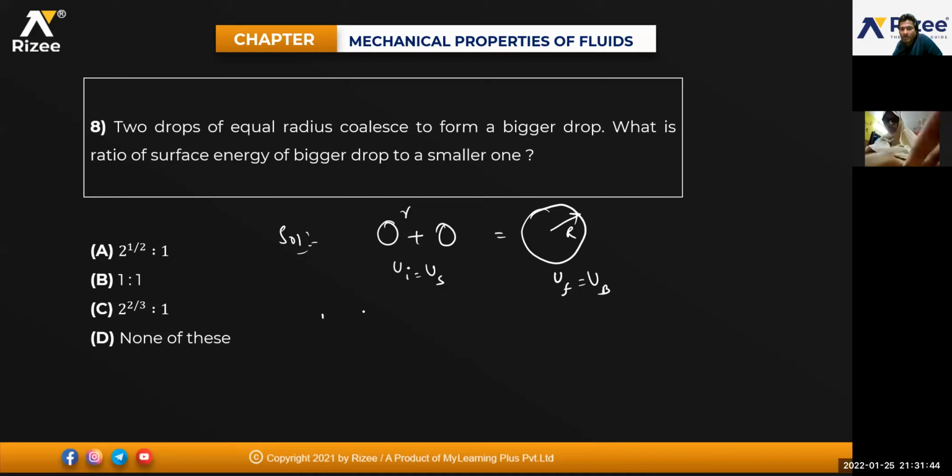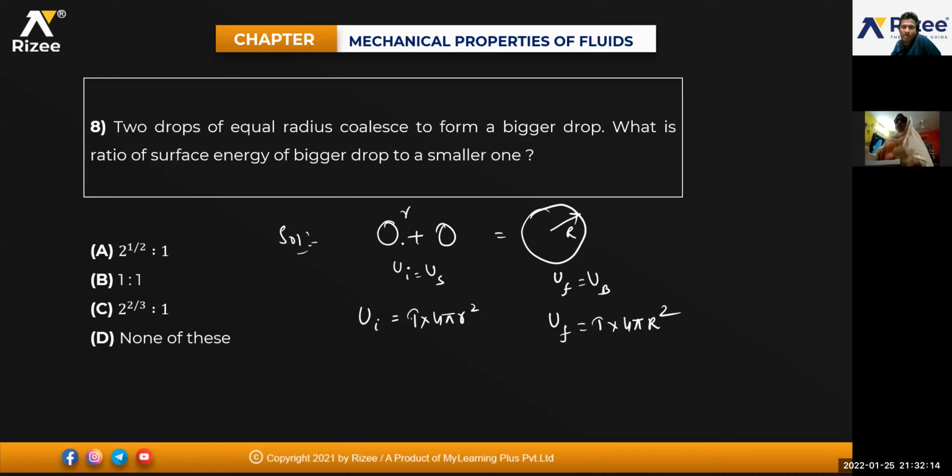Energy is equal to how much, beta? Initial energy will be equal to surface tension into area. It is 4 pi into small r square. And this will be your u final, beta. U final will be equal to surface tension T into 4 pi into capital R square. So two drops of equal radius coalesce to form a bigger drop. What is the ratio of the surface energy of the bigger drop to the smaller drop?